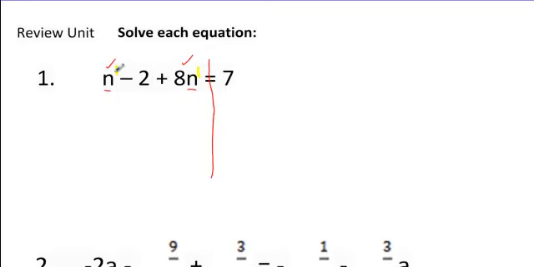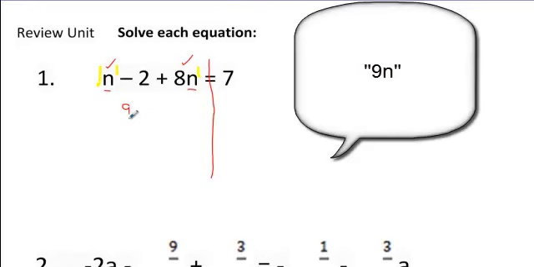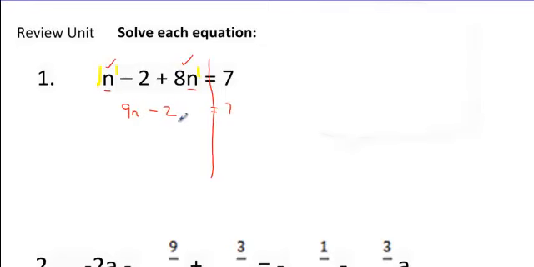Now I can add the coefficients of those variables, 8 and here's another thing that would be yellow, 1n. So 8n plus 1n, combine them, 9n. Bring down the minus 2, bring down the 7, there would be an equal sign right there. Now we are going to use inverse operations to get the 2 to the other side. The inverse operation of subtracting 2 is adding 2. So we have 9n is equal to 9. Divide by 9 and we will get n is equal to 1.